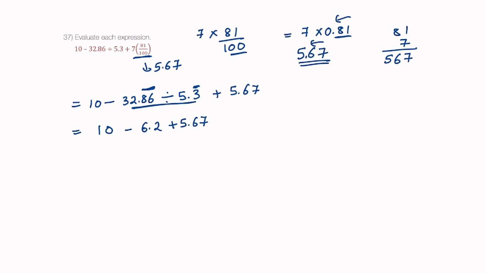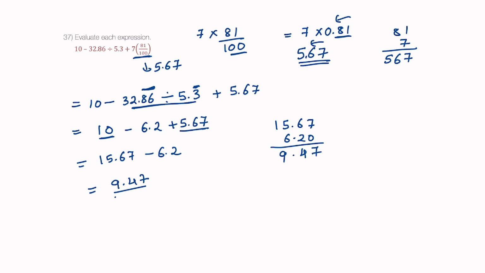Here I'm going to add all my positives and keep the negatives separate. So this gives me 15.67. It's simple to add because we're adding 10 to that. Minus 6.2. We do the calculations here. 6.20. That's 7.4. And 15 minus 6 is 9. Hence the answer is 9.47. And it's done.